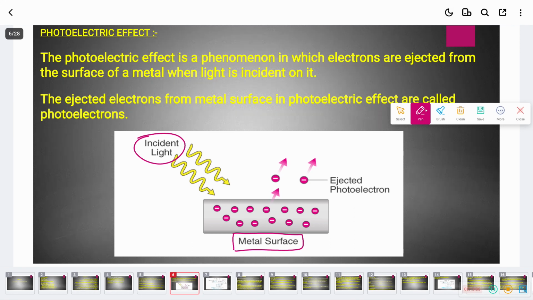What do you call these electrons, Bhuvana? What is the name? I did not ask you. Don't talk. What is this name?